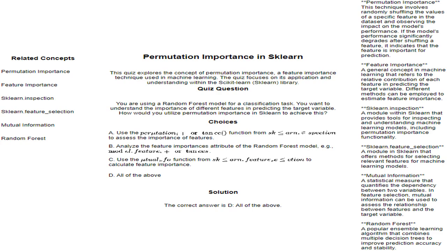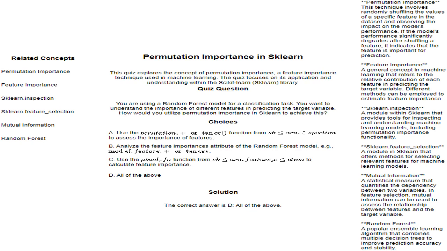C. Use the mutual_info_classif function from sklearn.feature_selection to calculate feature importance. sklearn.feature_selection: a module in sklearn that offers methods for selecting relevant features for machine learning models.